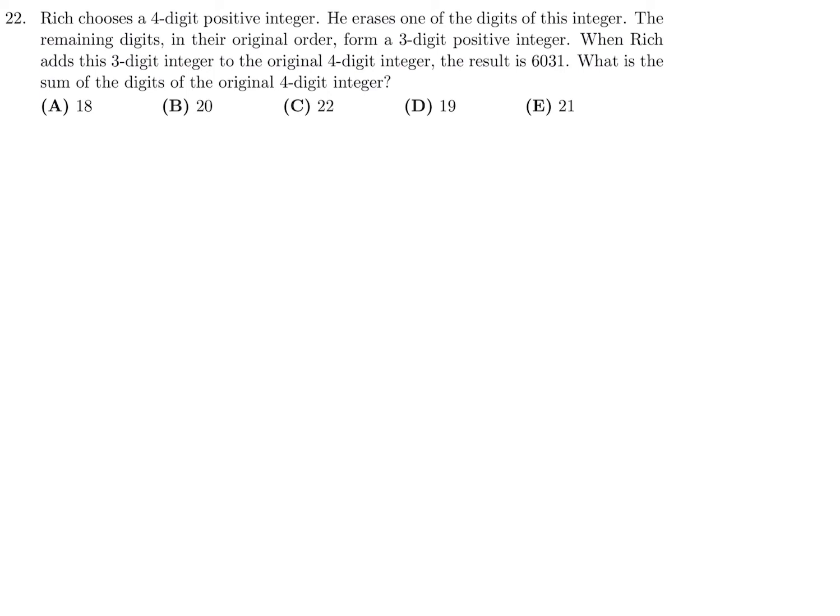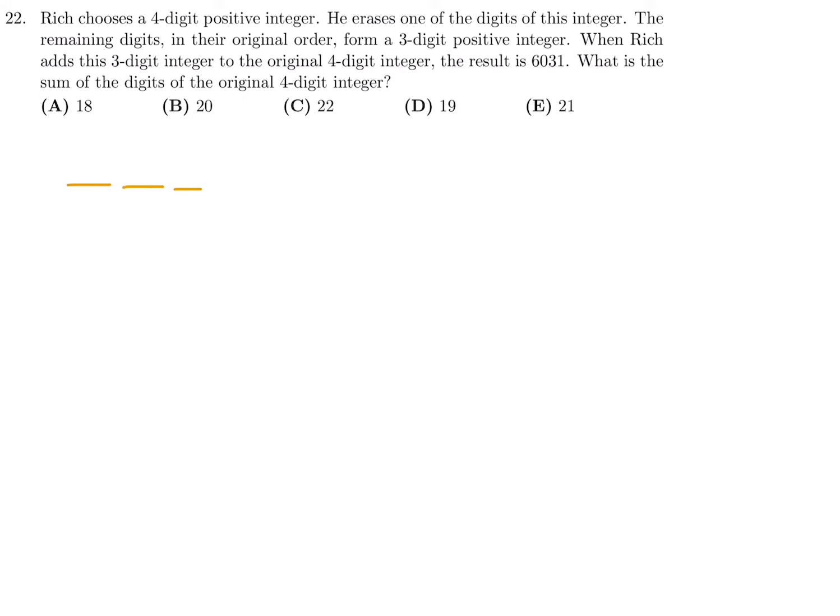Rich chooses a 4-digit positive integer. He erases one of the digits of this integer. The remaining digits in their original order form a 3-digit positive integer. When Rich adds this 3-digit integer to the original 4-digit integer, the result is 6031. What is the sum of the digits of the original 4-digit integer?